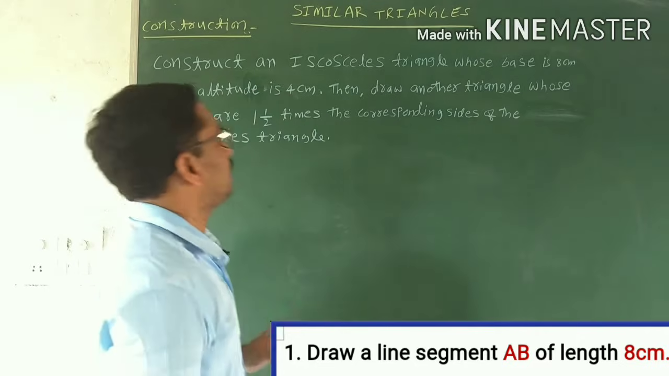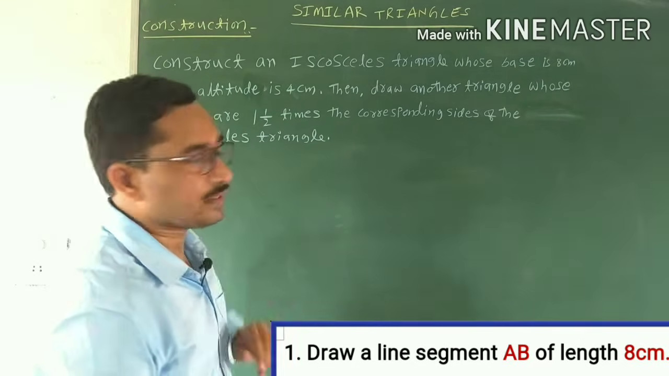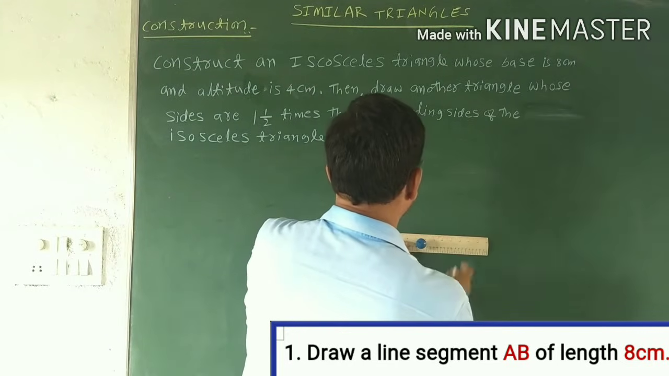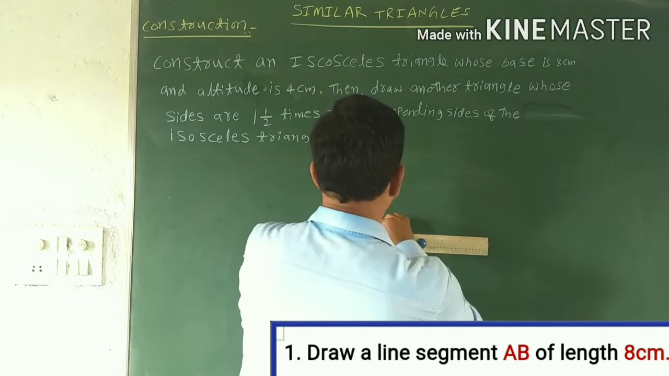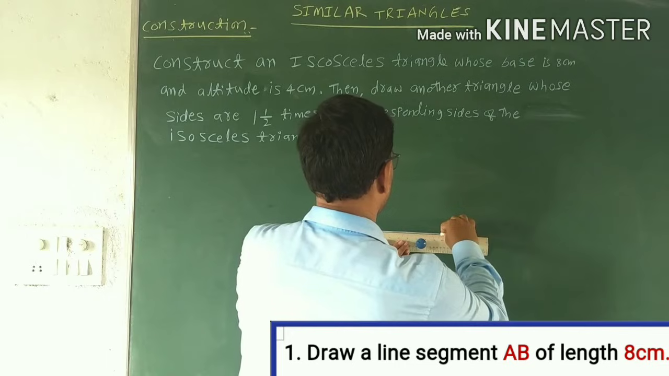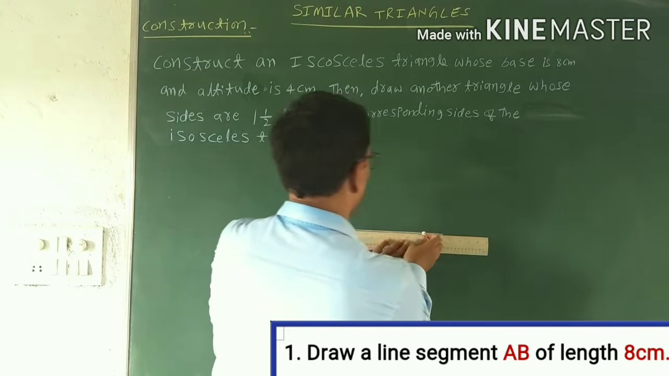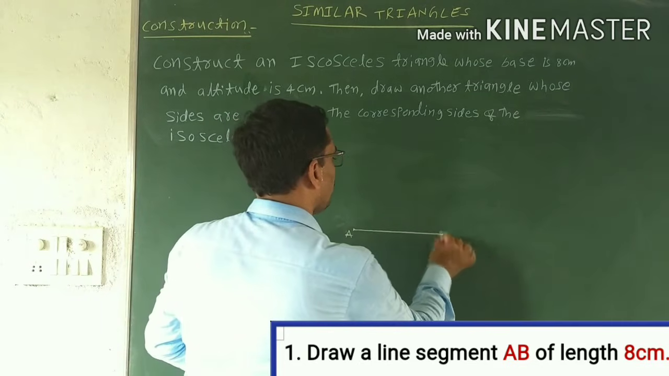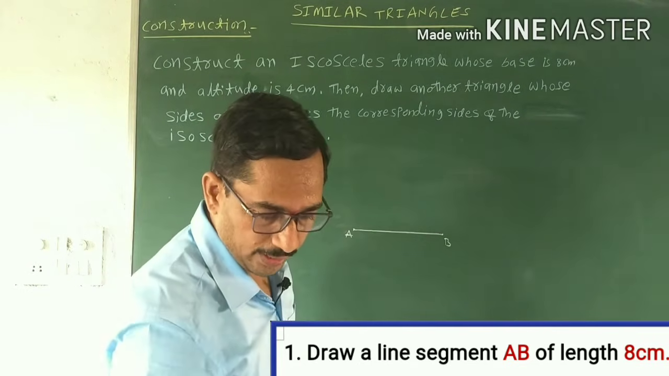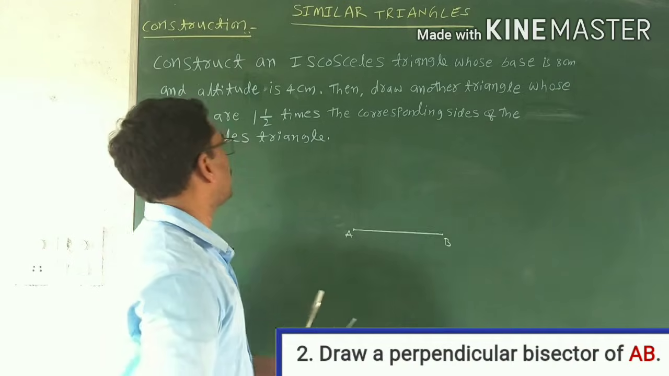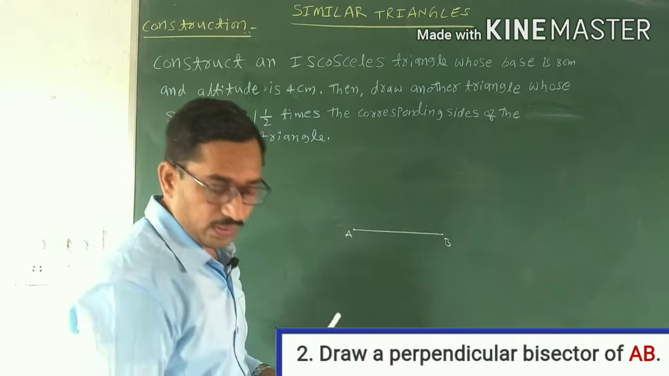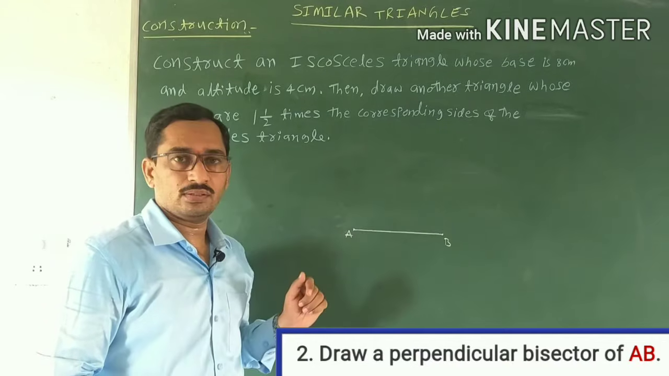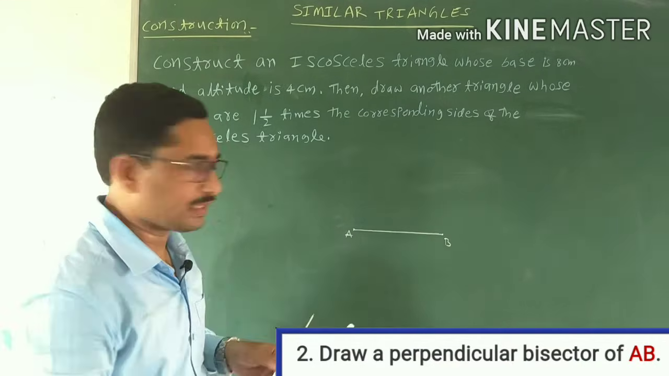So first we have to draw an isosceles triangle whose base is given as 8 centimeters. First draw a base AB of length 8 centimeters. See how to draw an altitude. To draw the altitude, first draw the perpendicular bisector of the line segment AB. So how to draw the perpendicular bisector of line segment AB?